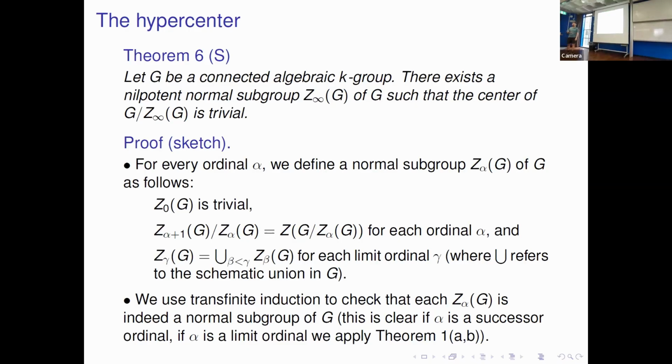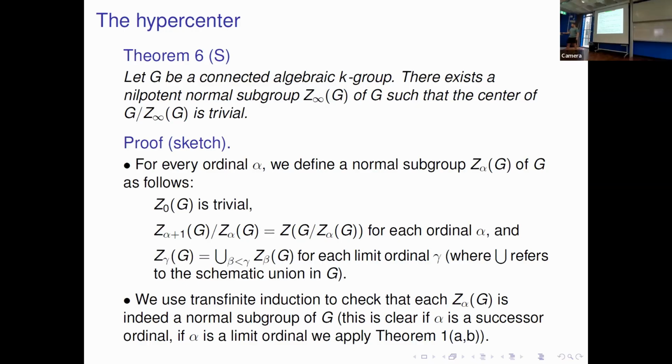But you run into an issue here, because not all ordinals can be written as 1 plus another ordinal. The first infinite ordinal, omega, the supremum of the natural numbers, isn't 1 plus anything. These are called limit ordinals. So what do we do with limit ordinals? We make this definition: it is the schematic union of all the smaller ones.